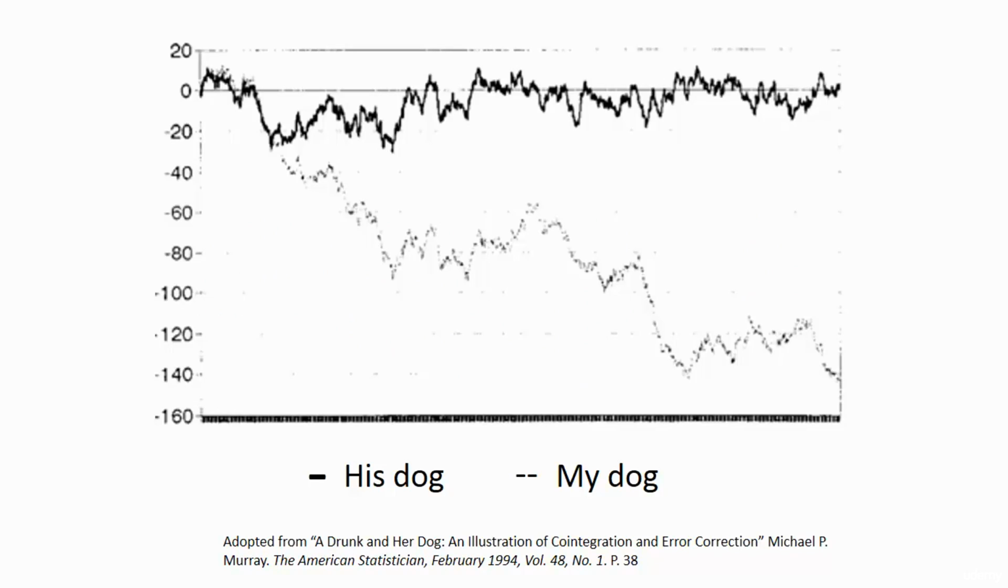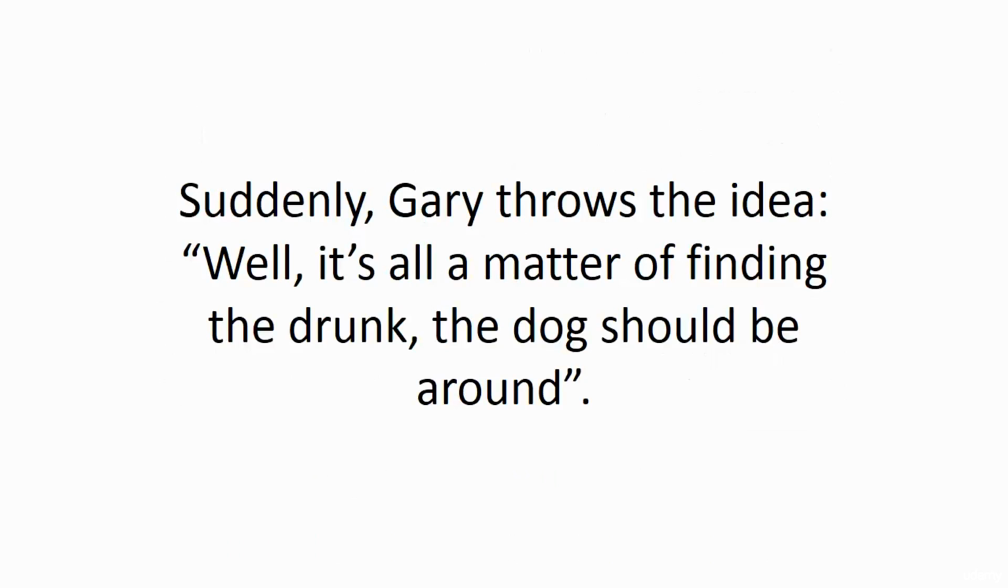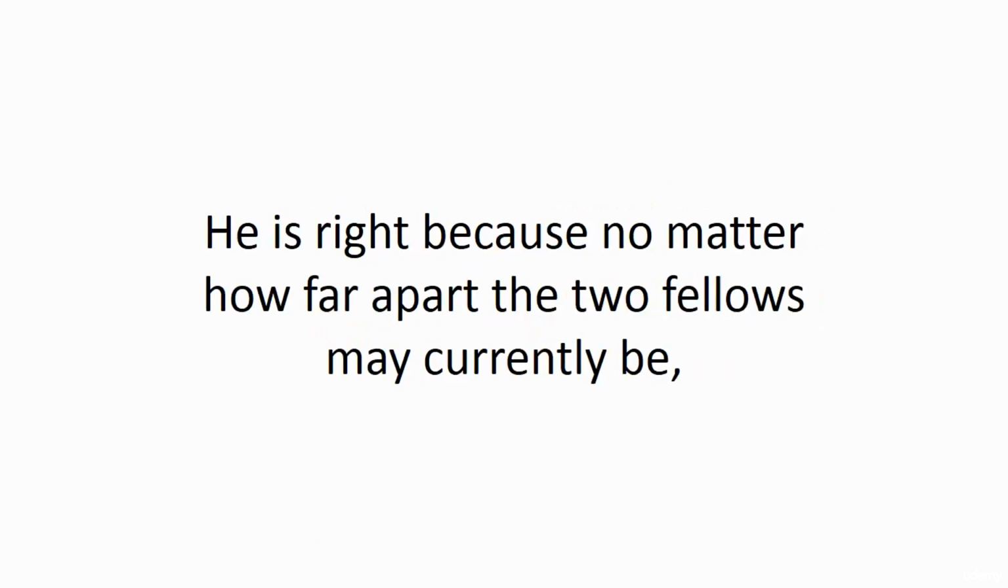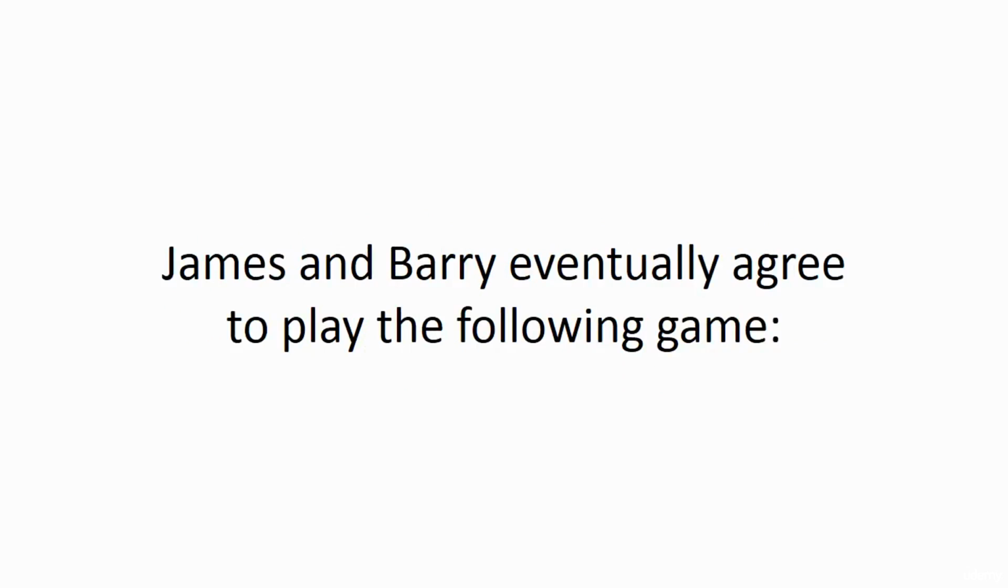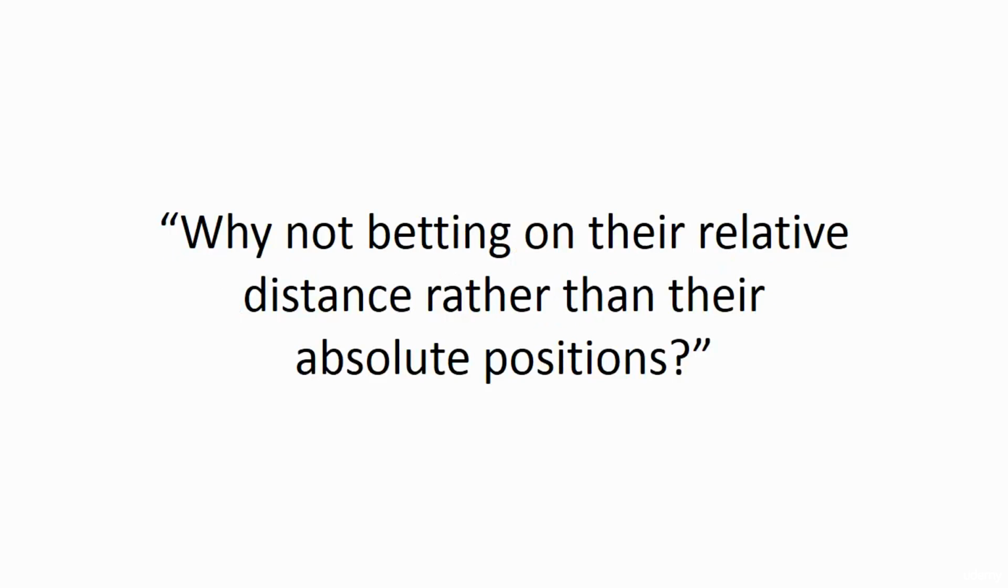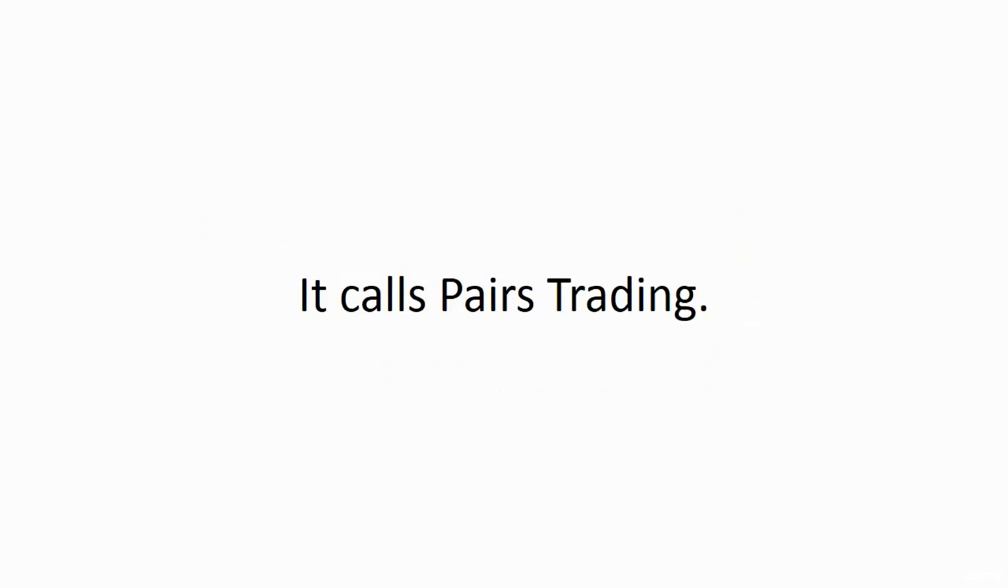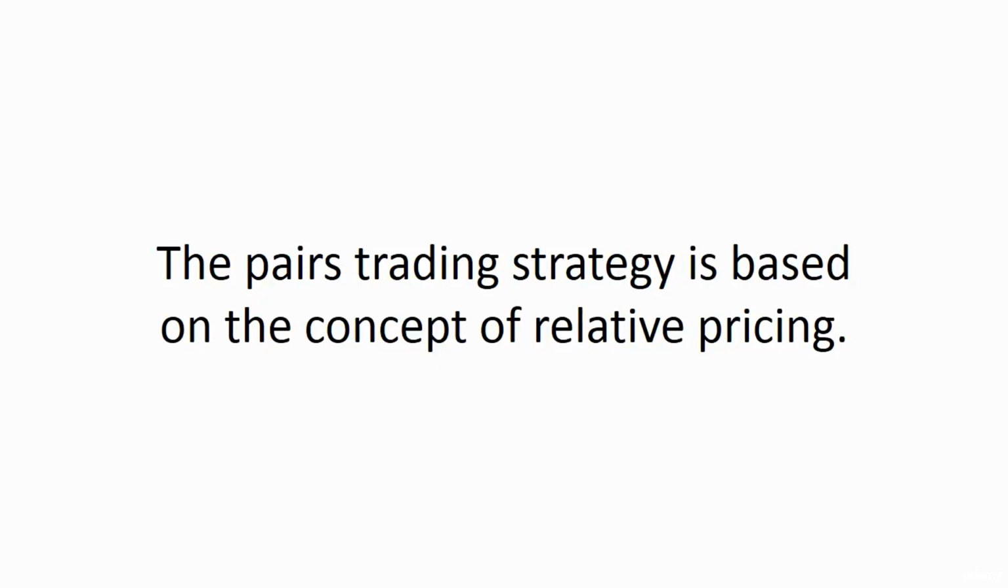Suddenly, Gary throws the idea, well, it's all a matter of finding the drunk. The dog should be around. He is right, because no matter how far apart the two fellows may currently be, their course will soon converge. It means that the distance between two paths is stationary, and the walks of the drunk and the dog are co-integrated. James and Barry eventually agree to play the following game. Why not bet on their relative distance rather than their absolute positions? It's called pairs trading. The pairs trading strategy is based on the concept of relative pricing.